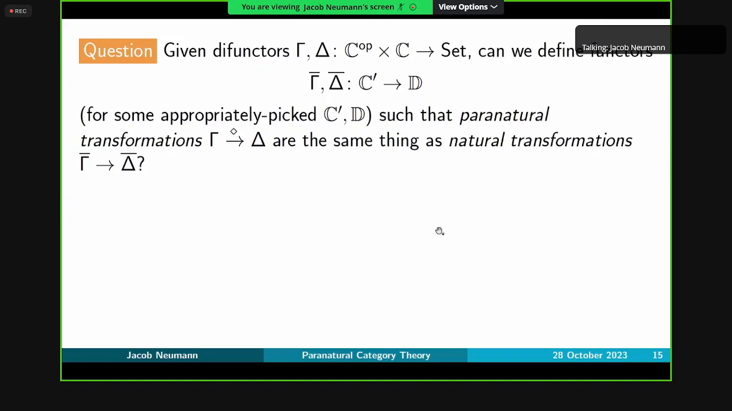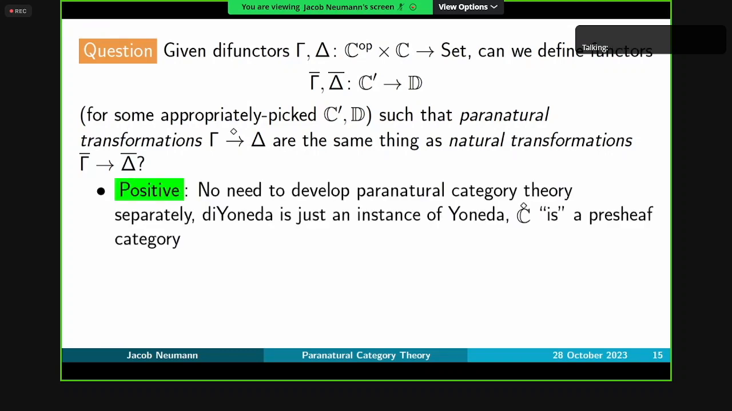So this is the question that I'm still open on as far as I'm concerned, is that given these difunctors, can we view the set of paranatural transformations between them as just a set of natural transformations between some kind of modified functors delta gamma bar and delta bar? So again, I don't know if there's a way to do this in general. If there is, then there's no real need for a branch, or a sub-branch, of category theory known as paranatural category theory. It's just usual category theory for this specific instance. And so in that case, presumably diYoneda would just be an instance of Yoneda, and this category of difunctors would just be equivalent to a presheaf category in some sense.